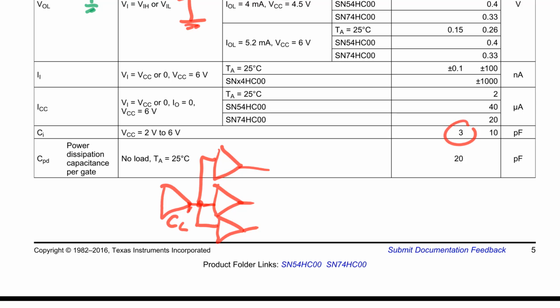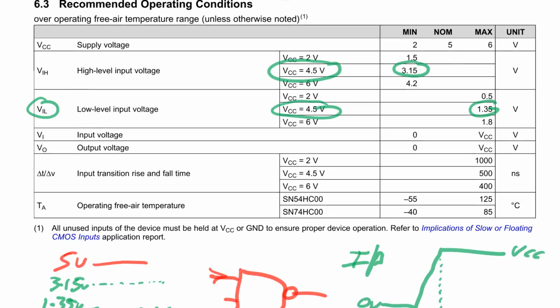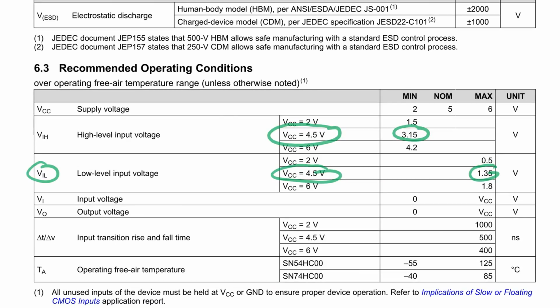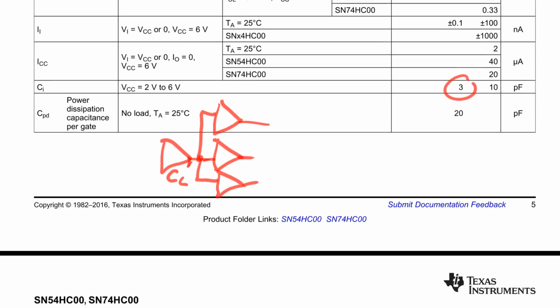And that could matter for your slew rate up here. Where was it? Here you go. That could be a big deal for your input transition rise and fall times because you're driving a capacitive load.